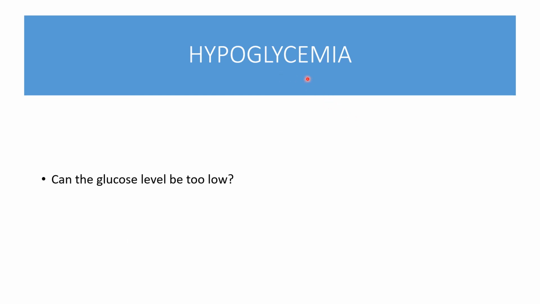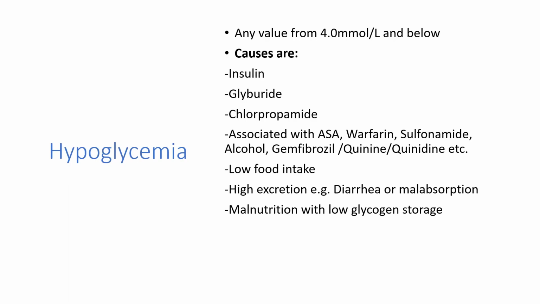Now, hypoglycemia. Remember, I said that I will delve into that more, so I didn't want to waste your time. So, okay, let's go. Hypoglycemia. Can the glucose level be too low? Of course. Now, you have your random blood sugar or fasting blood sugar, and it's giving you 4.0 millimoles per liter and below. Then you do something.